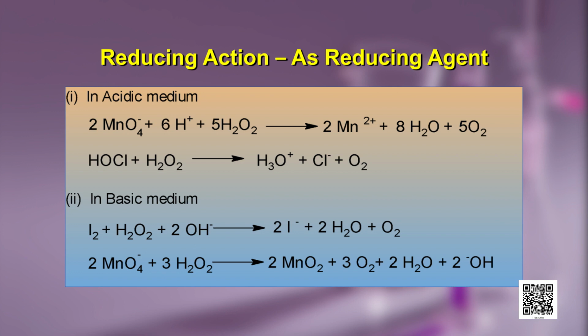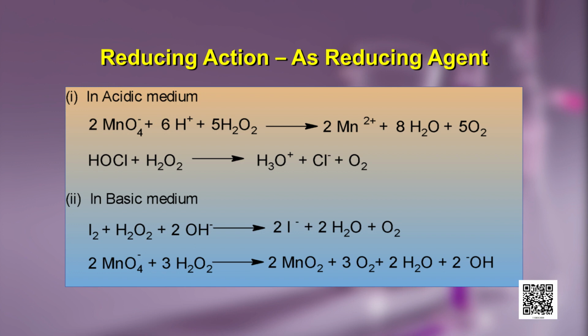in the reaction. In the second reaction, where H2O2 in acidic medium is acting as a reducing agent, it is reducing HOCl to chloride ions, and we are getting oxygen in this process. In the basic medium, when it reduces iodine, iodine on reaction with hydrogen peroxide yields iodide ions, and here again we are getting oxygen as one of the products.